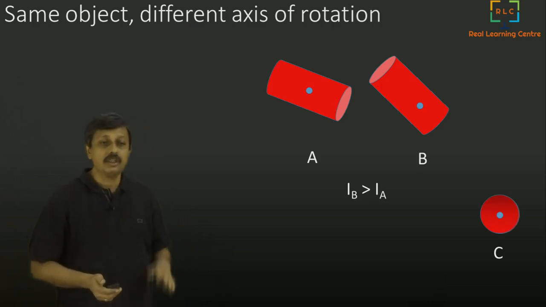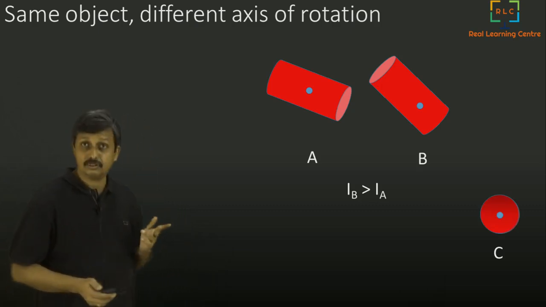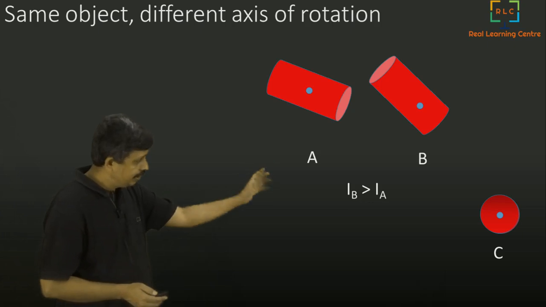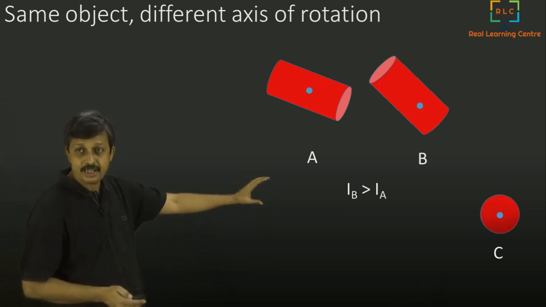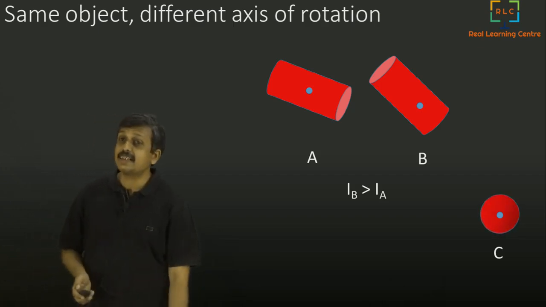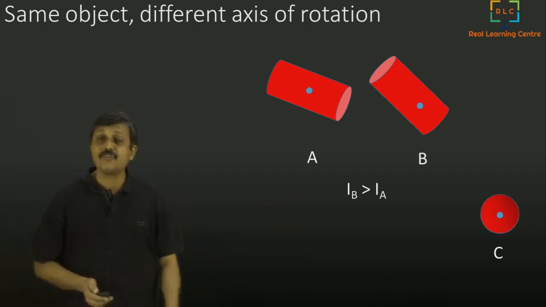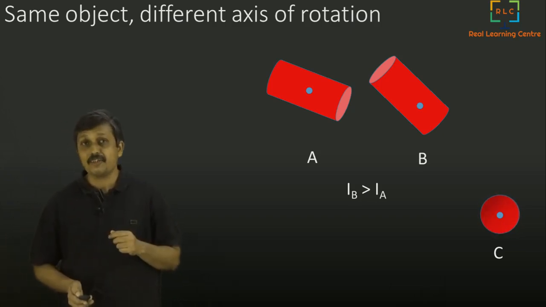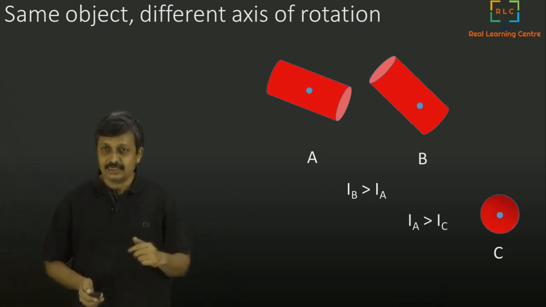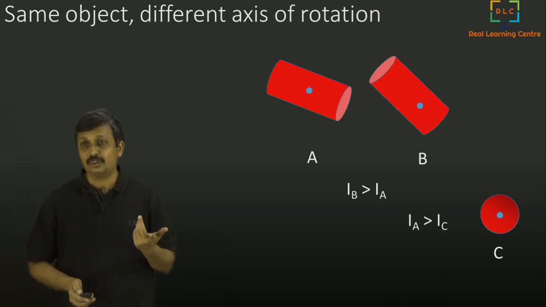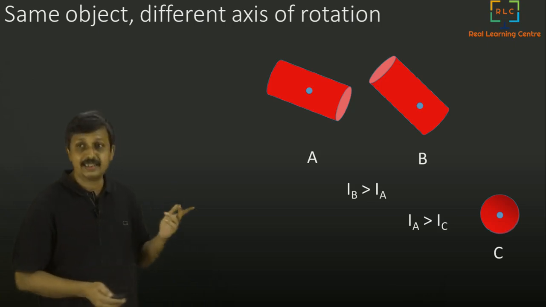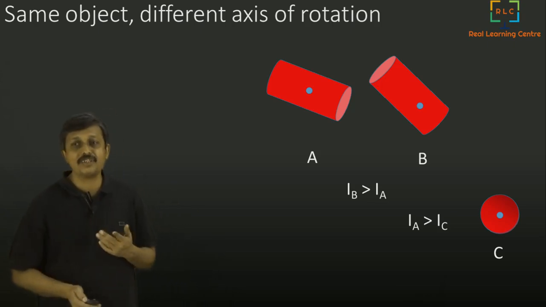Even so, you can make it rotate about another axis. Look at this. I'm going to take the cylinder, put it on its side and make it rotate. When it is rotating like this, the axis is like this. We will say the moment of inertia for that is I_C. Since this is a little easier to rotate, the moment of inertia is even lower. So the lowest moment of inertia is I_C, the next one is I_A, and the next one is I_B. That is how moment of inertia is different for different axes.